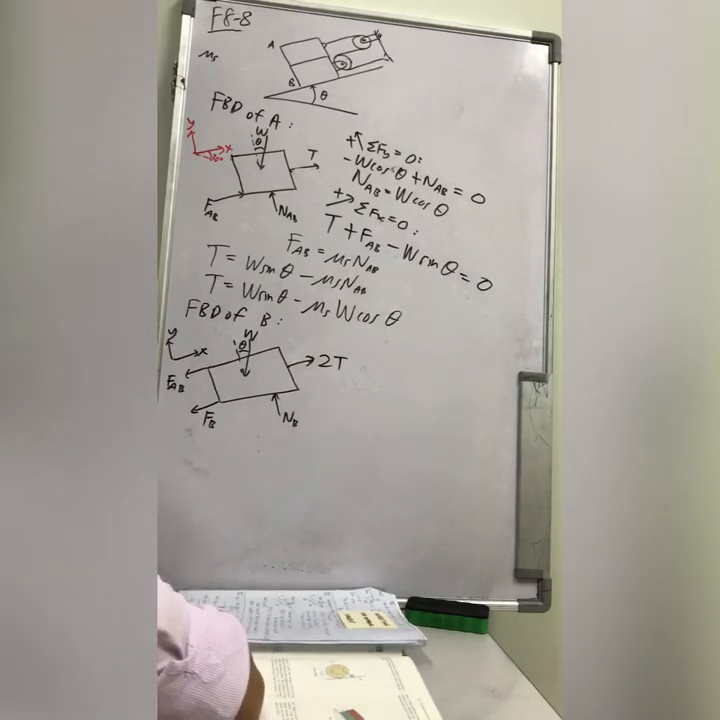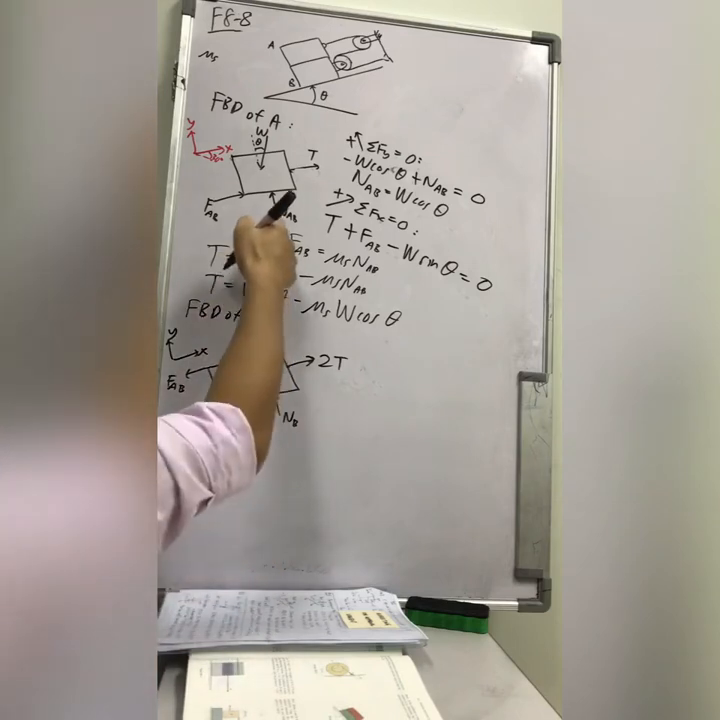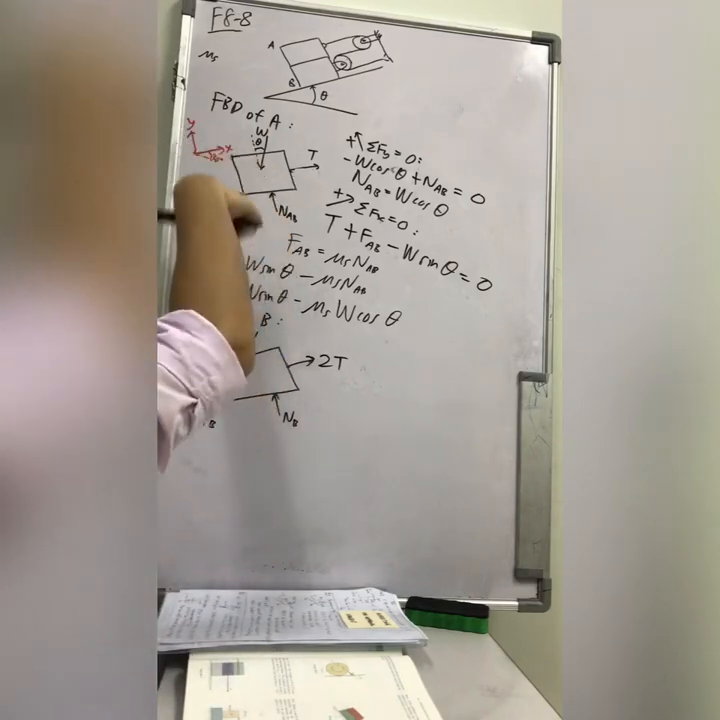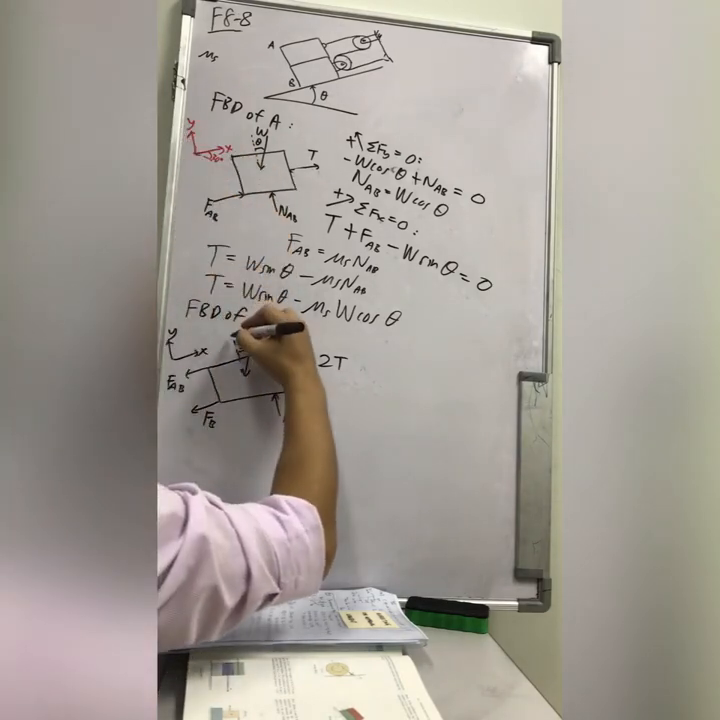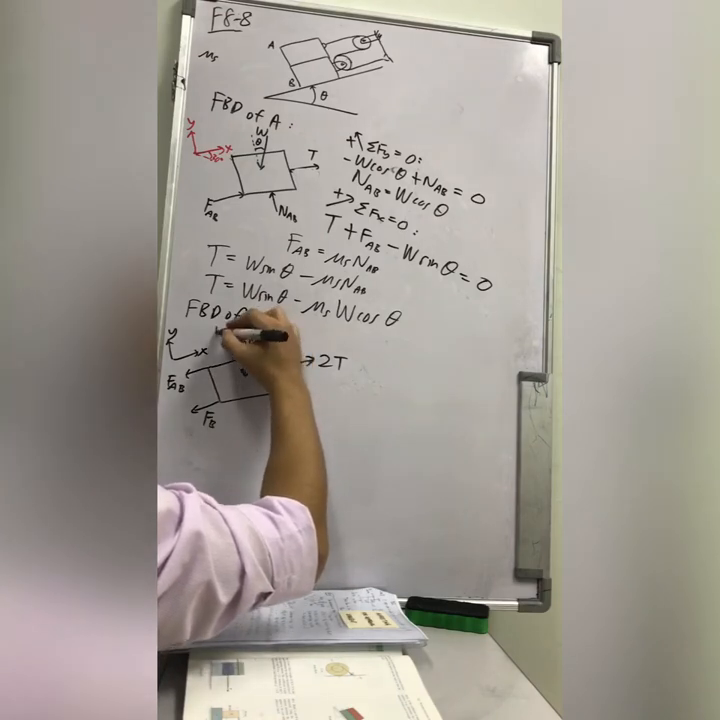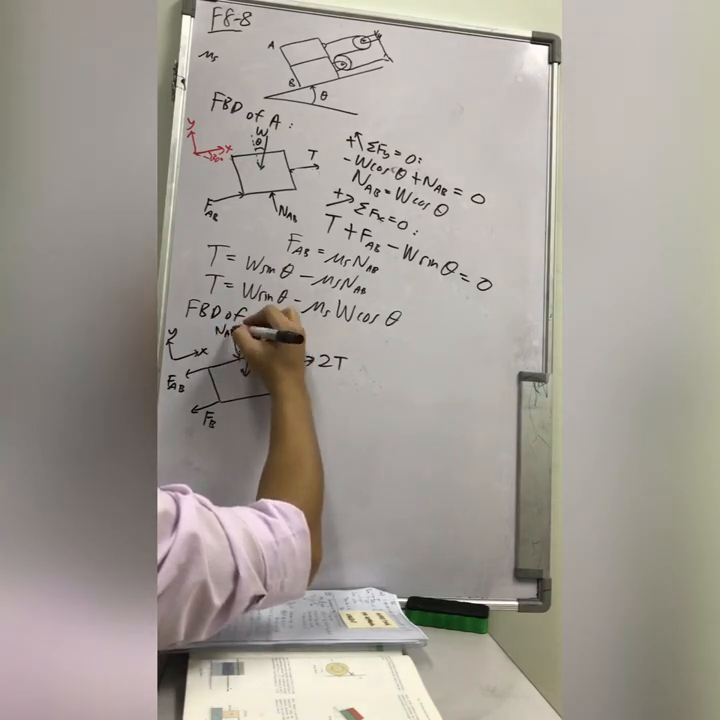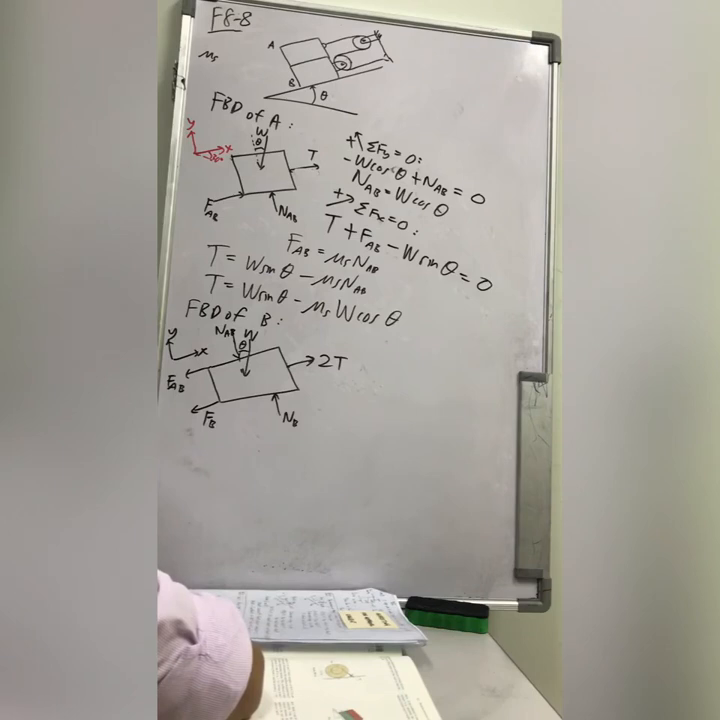Okay. What else do you have? You have something more, which is N_AB, right? The normal force between them. So you have N_AB as well here. Wow, so many forces. But no worries, we will get there.